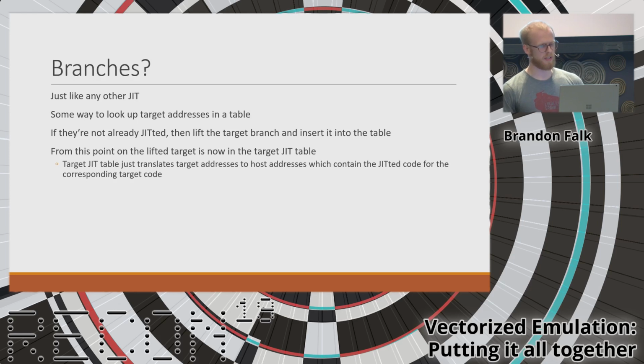So then the second to last thing is just standard branches. What do you do in this case? It's really just like any other JIT. When you get to a branch that you've never seen before, you can't translate that target to your JIT, so you go lift that code, emit the x86 for it, and then you put it in your JIT table. And that's it. So branches are pretty simple when they're not diverging.